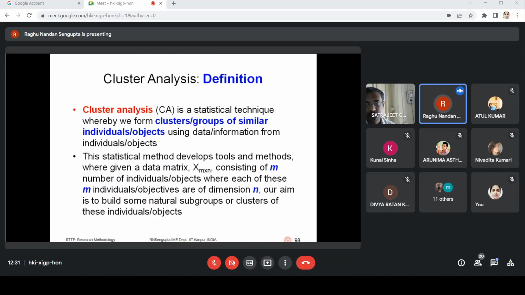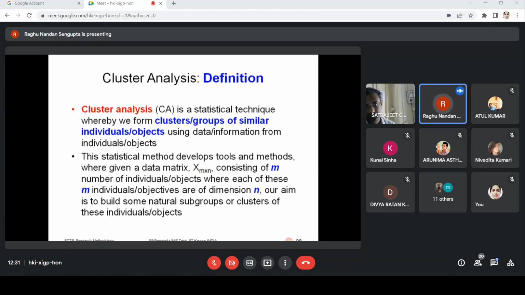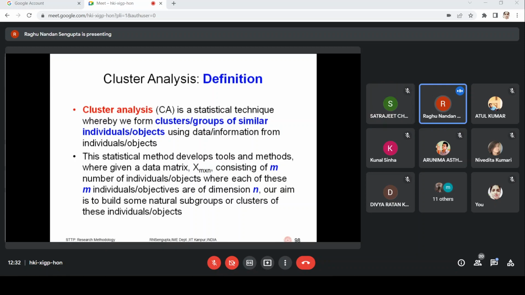So we will consider the concept of cluster analysis. It's also a multivariate statistical method in which we form clusters or groups of objects or individuals with similar characteristics, using data information from individual objects. If you remember, in the first case of discriminant analysis, you had formed groups and then a new observation, new subject or new object comes. Then you classify it based on the prior information you already have. You check the new object's characteristics and put it into one of the groups which are already there.